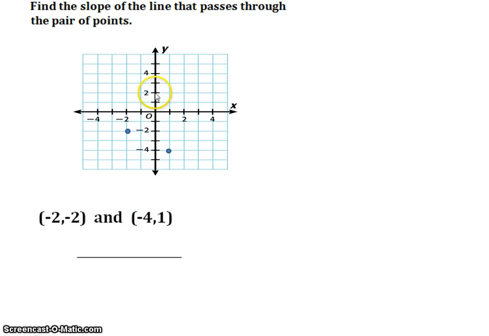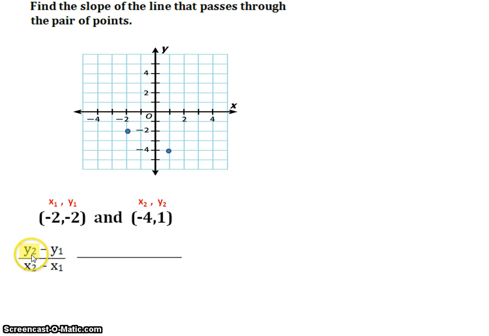In our last example, we're going to find the slope of the line that passes through this pair of points. The pair of points is (-2, -2) and (-4, 1). So we're going to use our equation: y sub 2 minus y sub 1 over x sub 2 minus x sub 1. Now, we're going to name these groups. This will be group 1: x from group 1, y from group 1. Group 2: x from group 2, y from group 2.